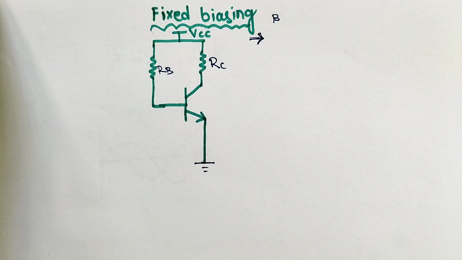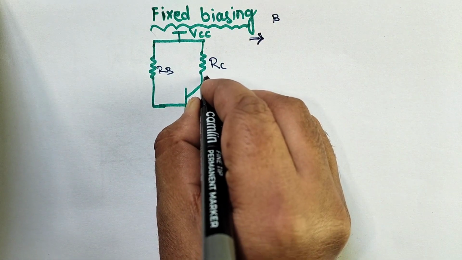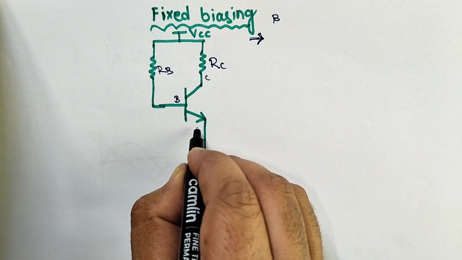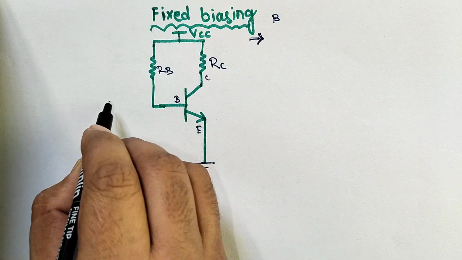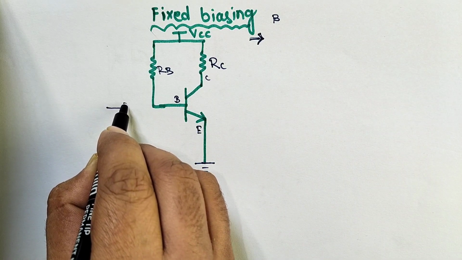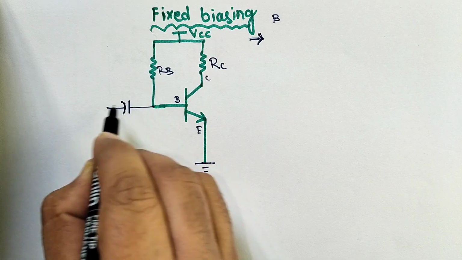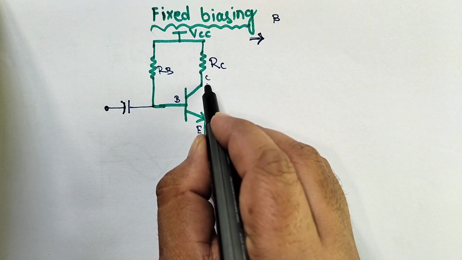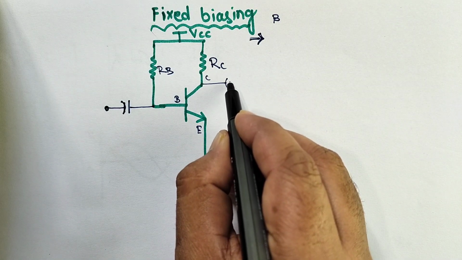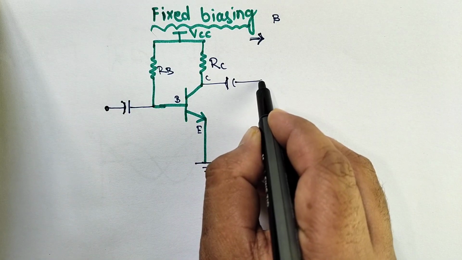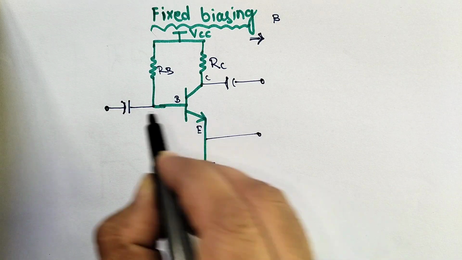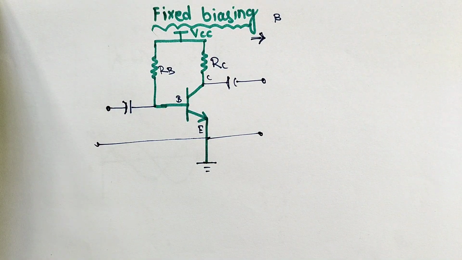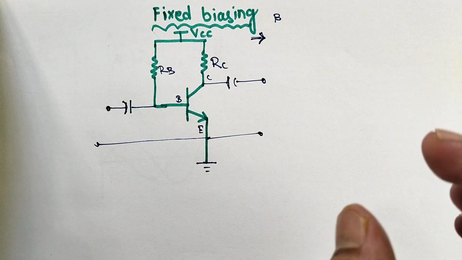Suppose here we connect the collector to one resistor and the base to one resistor, and this is the emitter. Here we are connecting one capacitor, a decoupling capacitor for the AC input. This is the output terminal, this is the input. Forget about this one, we just go faster. We need to set a biasing or Q point.